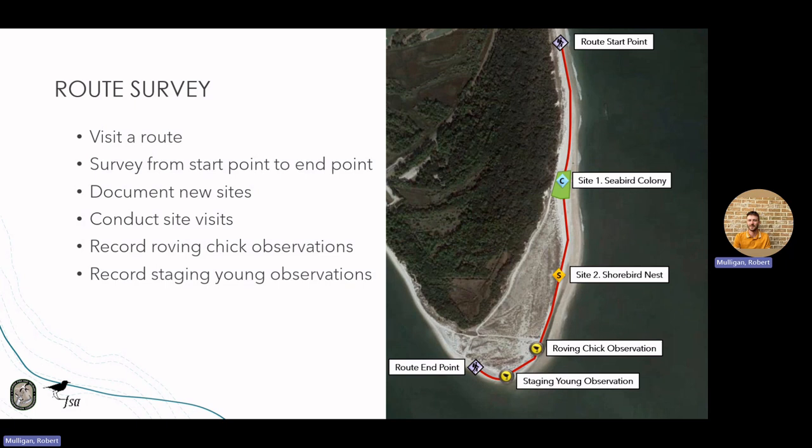When nearing the end point of the route, you observe a group of black skimmer flight-capable young being fed by their parents. They are well away from the colony site, so you report this as a staging young observation. You collect data for this observation and then continue to the route endpoint. Sometimes you may conduct a route survey and not see any sites, roving chicks, or staging young. You may not see any breeding adults or chicks at all. This data is still important to collect and sometimes is referred to as zero data. It's important data too because it tells us where the birds are not breeding.